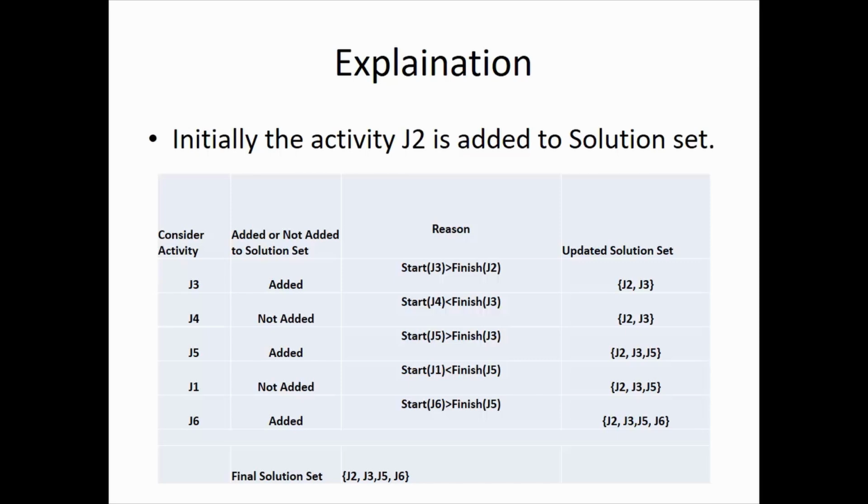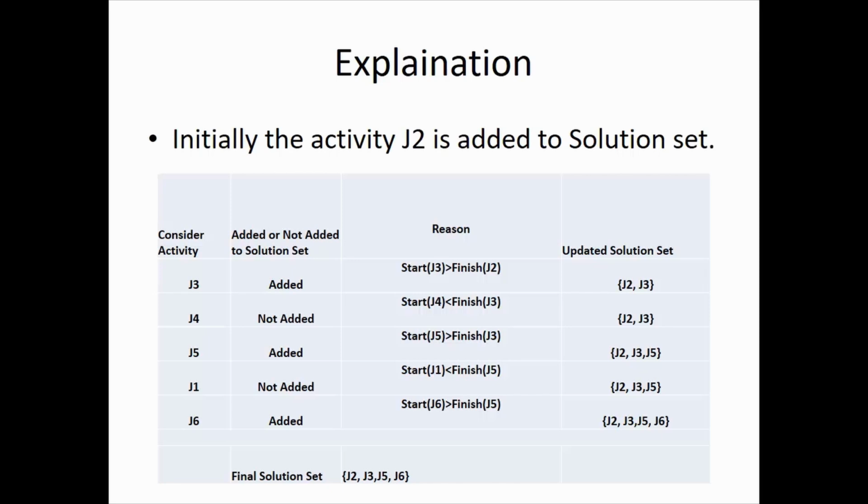Now let's explain the algorithm on this slide. Initially J2 is taken and added to the solution set. Then J3 is selected, and we check whether it is to be added or not. Because the start time of J3 is greater than the finish time of J2, J3 is added. Now the next job in array A is J4. But the start time of J4 is less than the finish time of J3, so J4 is not added.